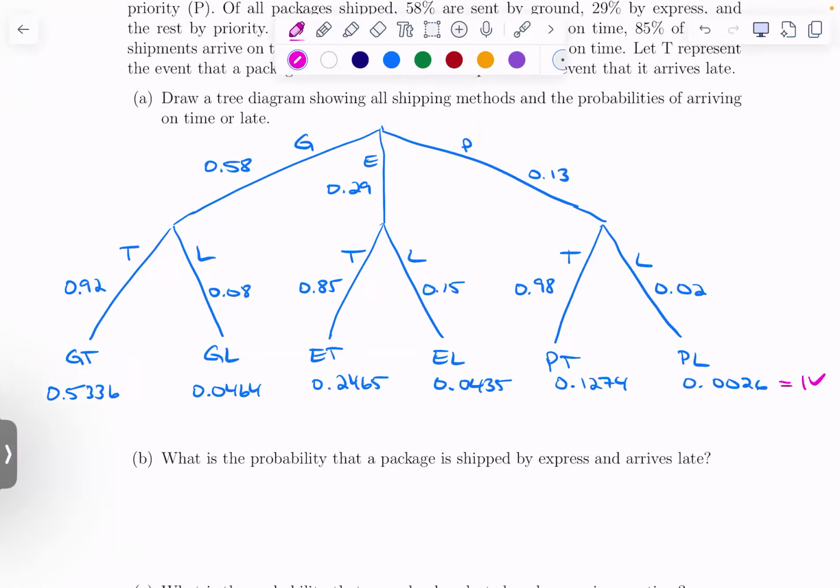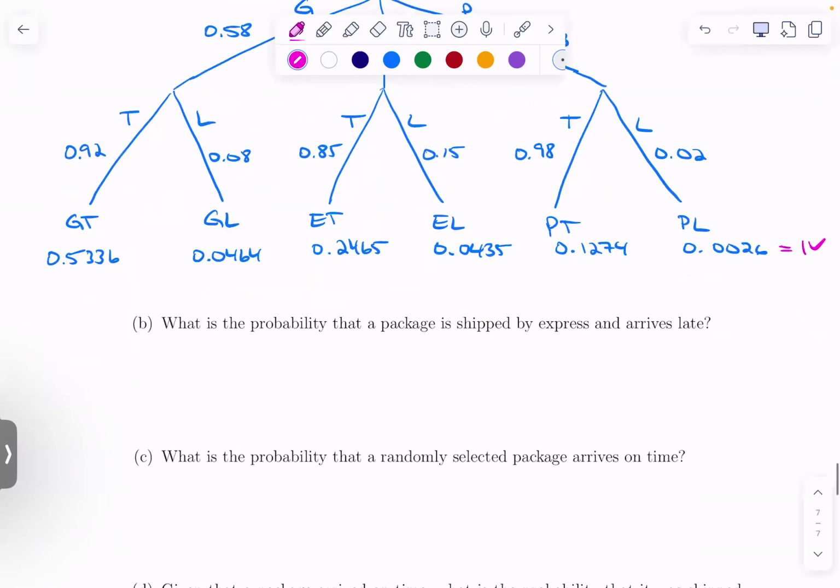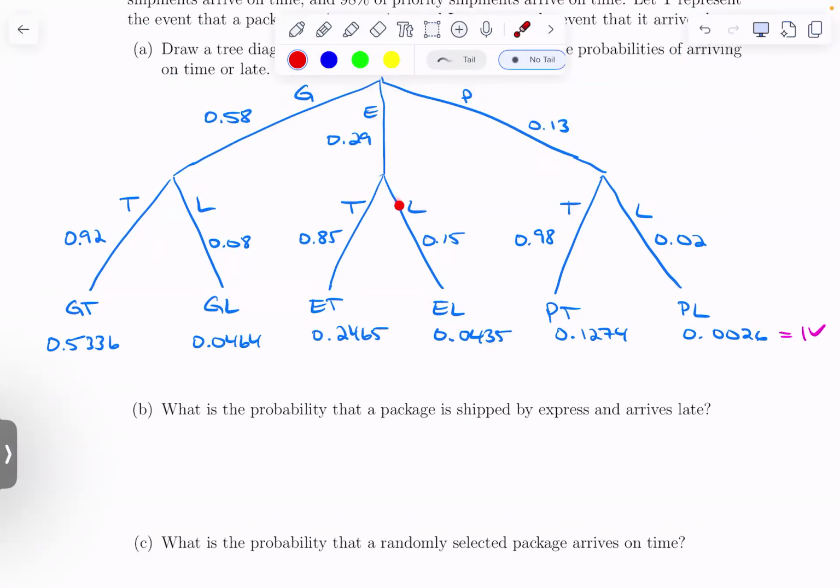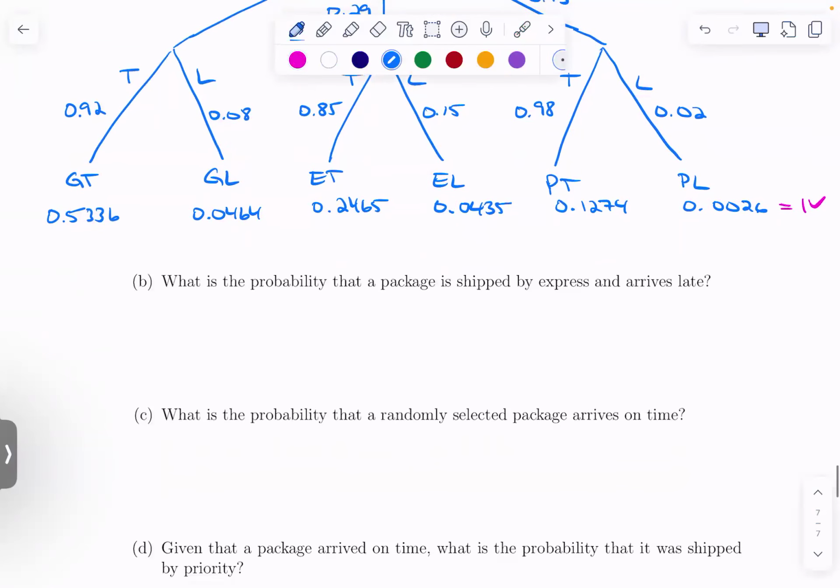So now we can use the tree diagram to answer the questions. What is the probability that a package is shipped by express and arrives late? So it has to be shipped by express and arrive late. Well, because you've shown this work, essentially, you're allowed to just write down 0.0435, right? Because you showed it up above.